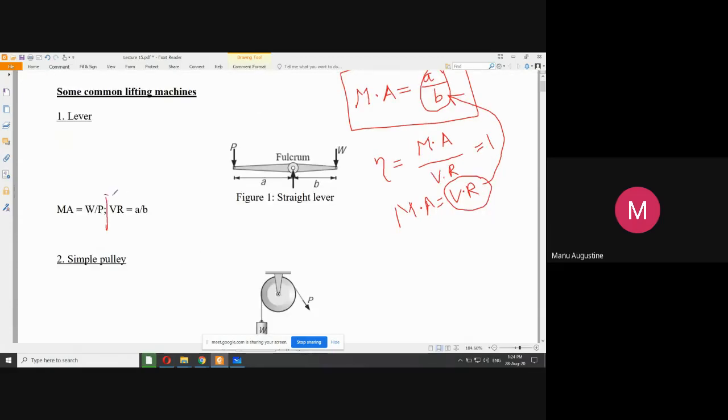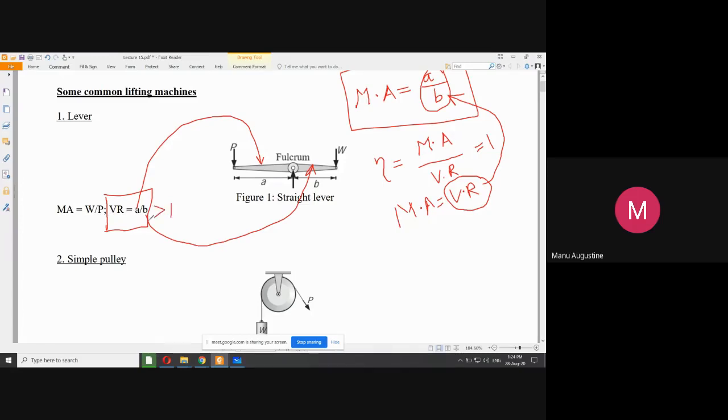So this is your first result. What is the velocity ratio of a lever? A lever has a velocity ratio of A by B, where A is the length of the lever arm and B is the length of the load arm. So velocity ratio is always greater than 1.